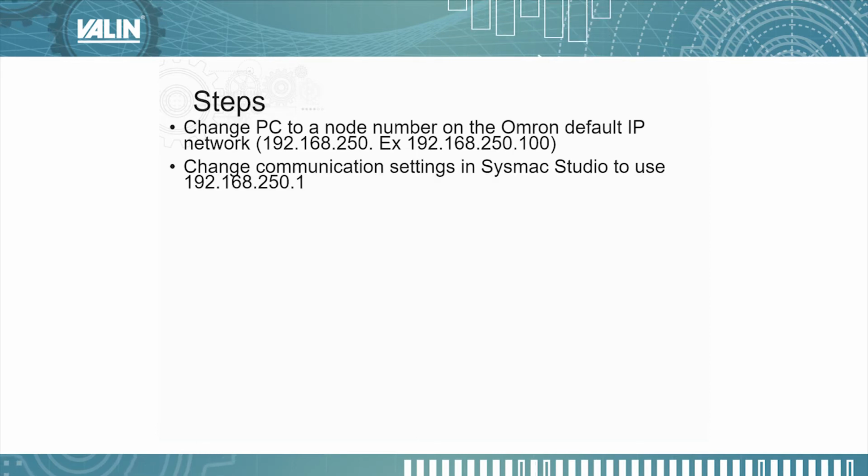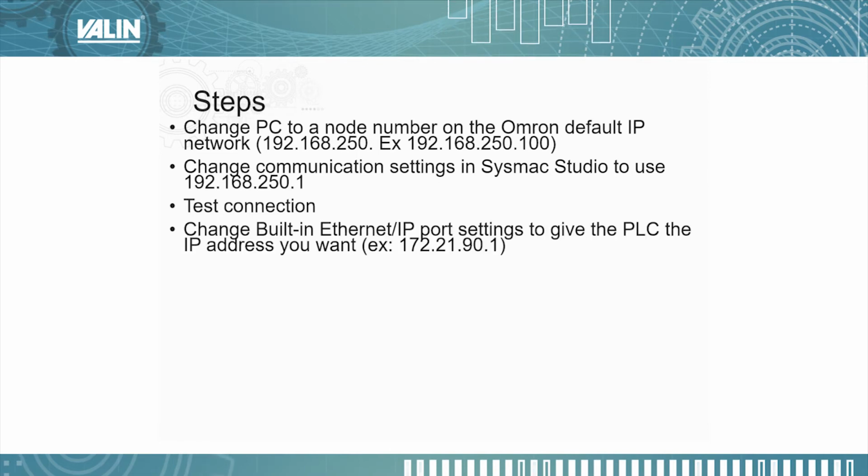Next, we're going to open Sysmac Studio and change the communication settings to 192.168.250.1. That's the default IP address for an Omron PLC. If you know that the IP address of the PLC you're trying to communicate with is different than that, then you would change the settings in Sysmac Studio to use the IP address that you know. After you've changed the IP address in the communication settings, there's a test button. We'll see that. We're going to test the connection.